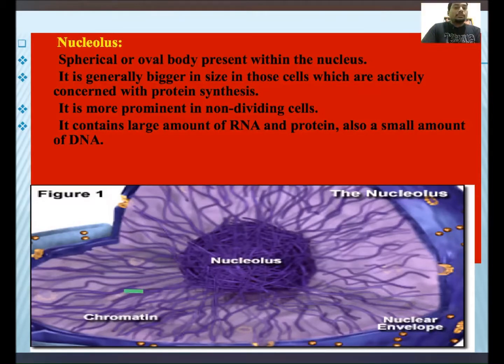And we can see here the chromatin networks, and these chromatin networks condense to form chromosomes. The chromosome is made up of DNA and proteins, and DNA is the carrier of many genes, and genes are small segments of DNA, and genes control the characters which are present in the nucleus.